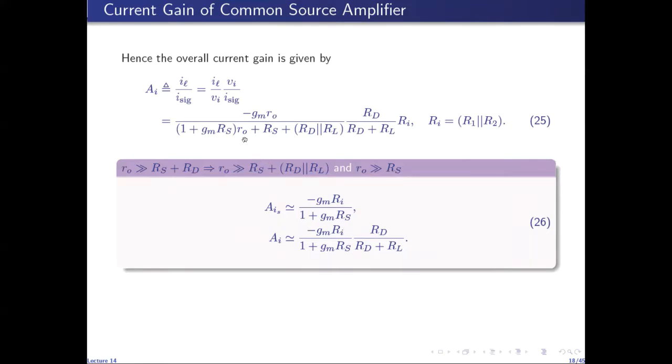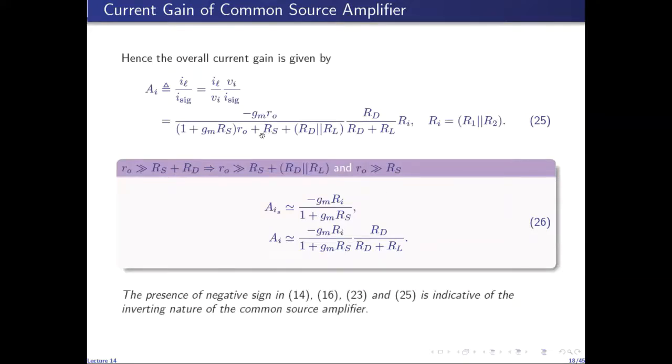Similarly, in this expression, small R naught, which is the first term, is much greater than this third term. So the sum of first term and third term is approximately equal to small R naught. So we'll be left with this term in the denominator. And in the numerator, we have minus GM R naught RI and then this factor. So small R naught will get cancelled out in the numerator and denominator, and this is the approximate and more commonly found expression for the overall loaded current gain of common source amplifier.